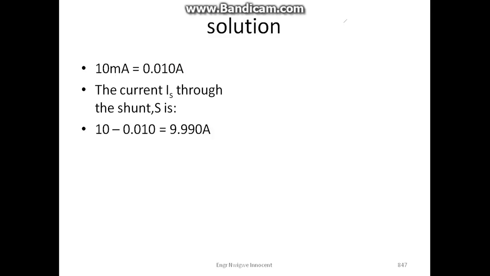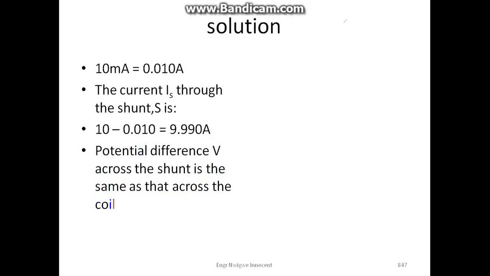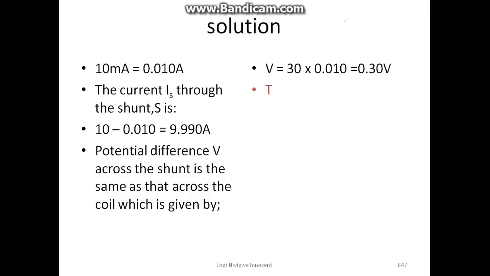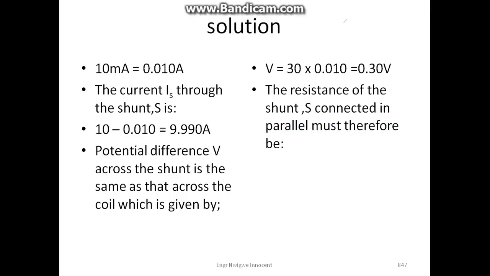9.990 amp. Potential difference V across the shunt is the same as across the coil, which is given by V equals 30 times 0.010, which equals 0.30 volts. The resistance of the shunt S connected in parallel must therefore be S equals V over IS, which is equal to 0.30 over 9.990, which equals 0.03 ohms.